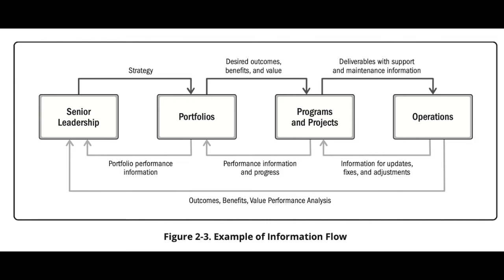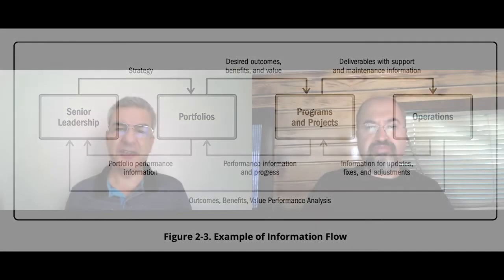Information from operations to programs and projects suggests adjustments, fixes, and updates to deliverables. Programs and projects provide performance information and progress on achieving the desired outcomes, benefits, and value to portfolios. Portfolios provide evaluations on portfolio performance with senior leadership. Additionally, operations provide information on how well the organization's strategy is advancing.